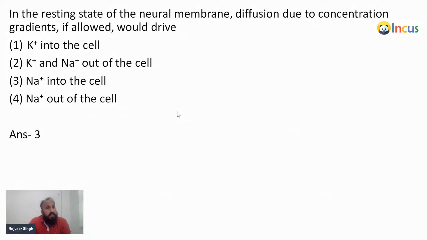Next question: in the resting state of the neural membrane, diffusion due to concentration gradient, if allowed, would drive potassium into the cell, sodium and potassium out of the cell, sodium into the cell, or sodium out of the cell. The answer is sodium into the cell.